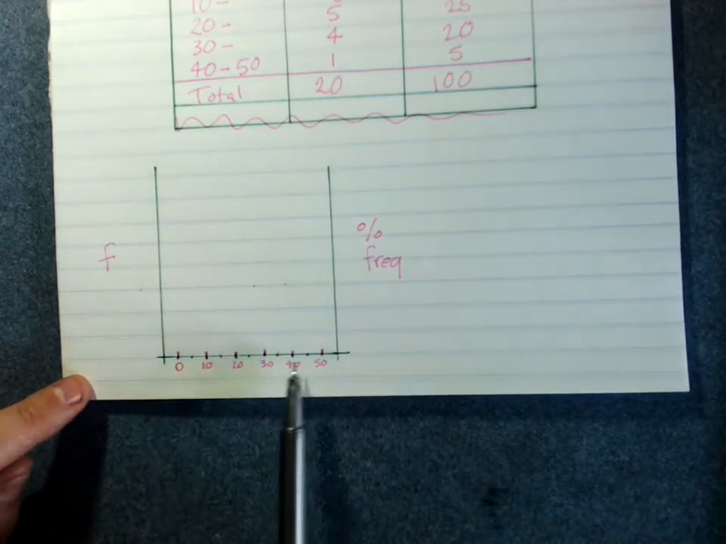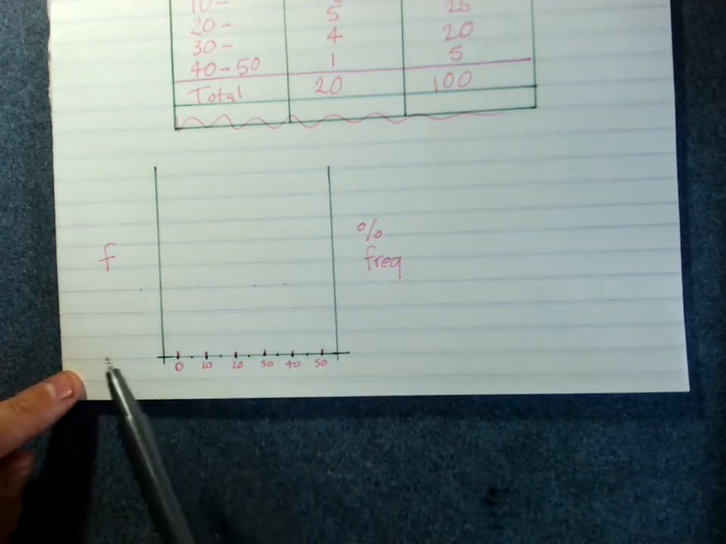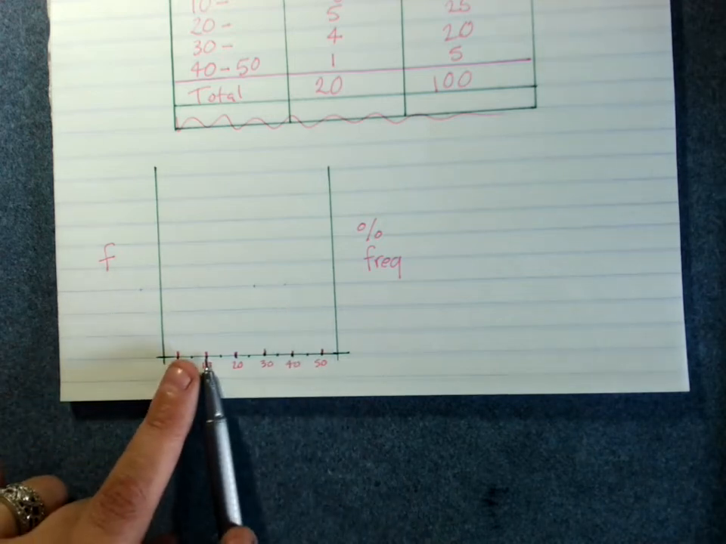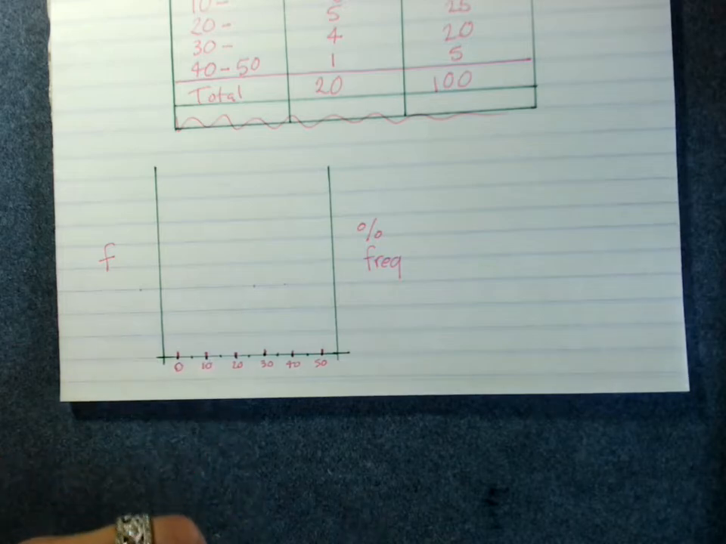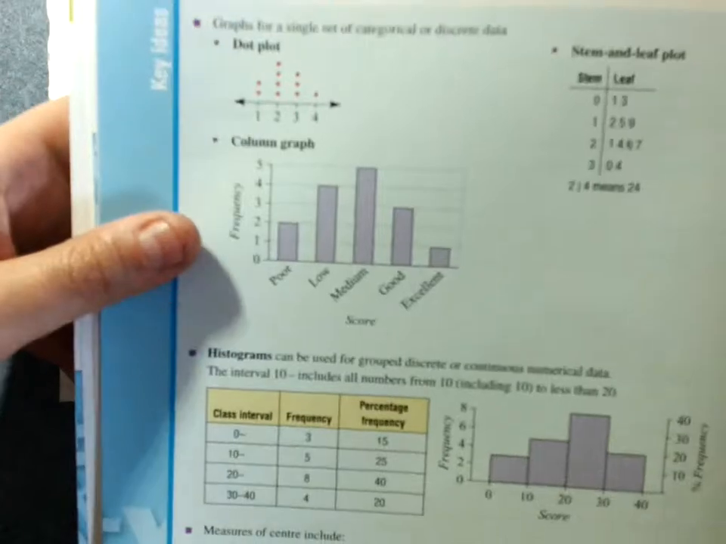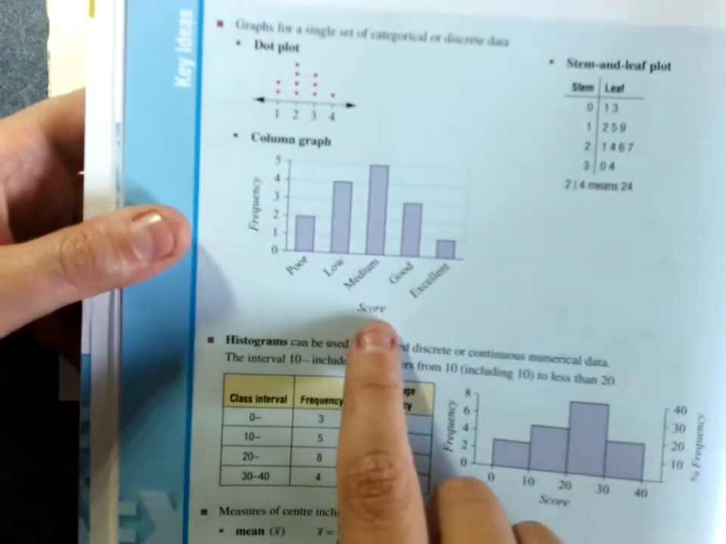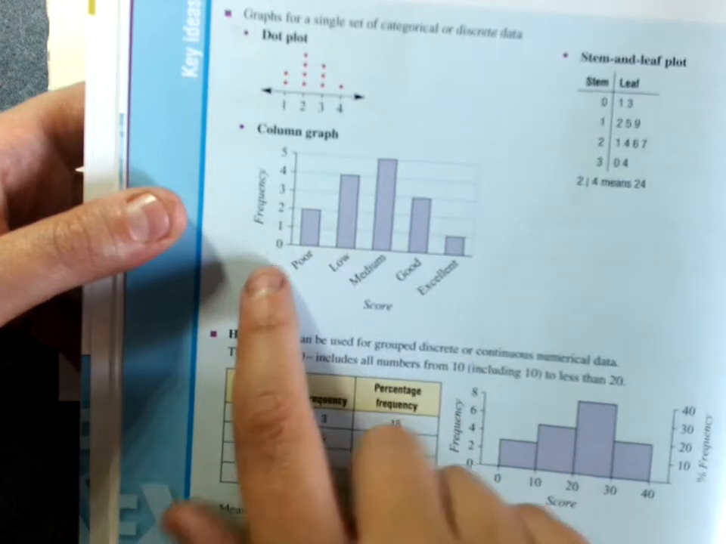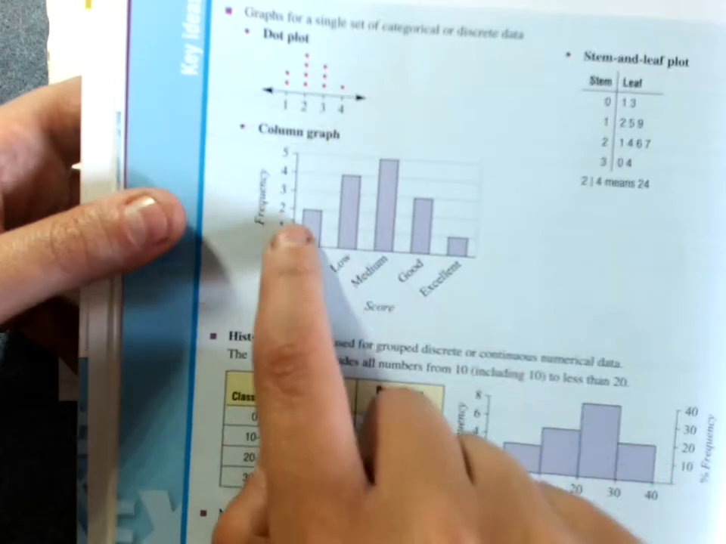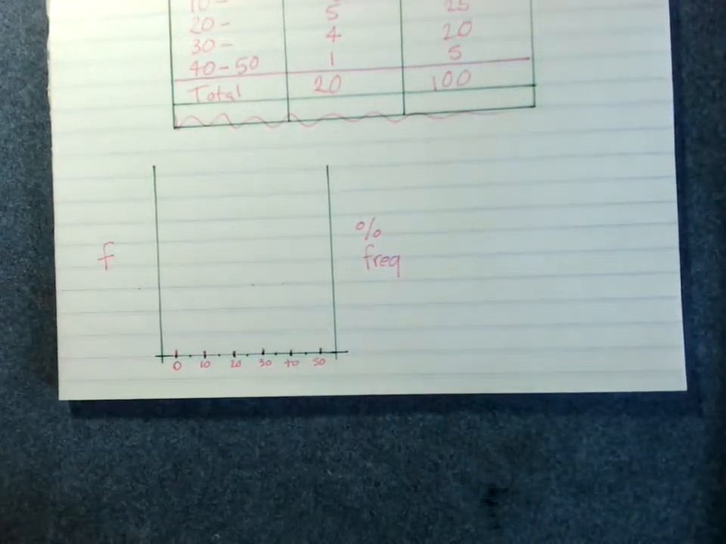It's used for numerical data. If we had categorical data and we wanted to put it in a column graph, then there would be a gap between our columns. Here is an example column graph. Your score wasn't given a number, it was poor, low, medium, good, excellent, so it's categorical, and you can see it looks very similar, but we've got a gap between the columns. We still have frequency, but for a frequency histogram for numerical data, no gap.